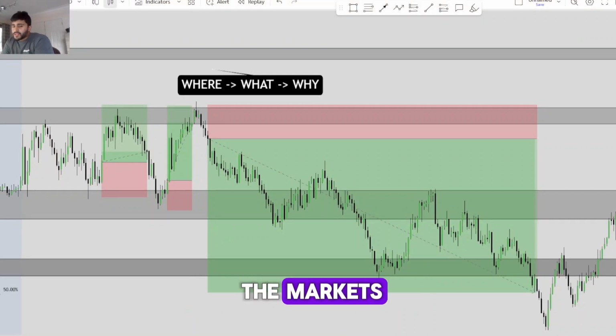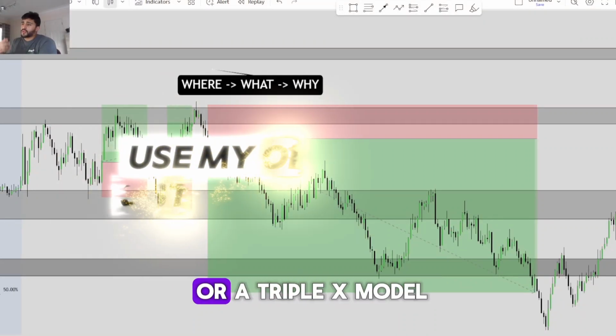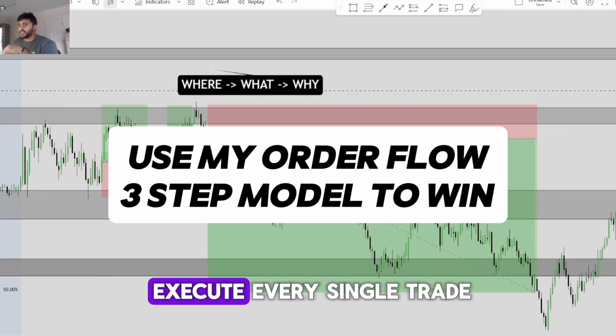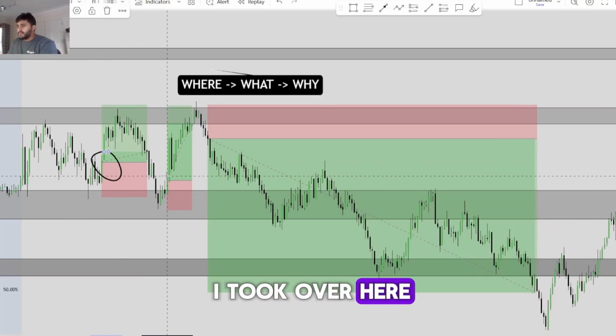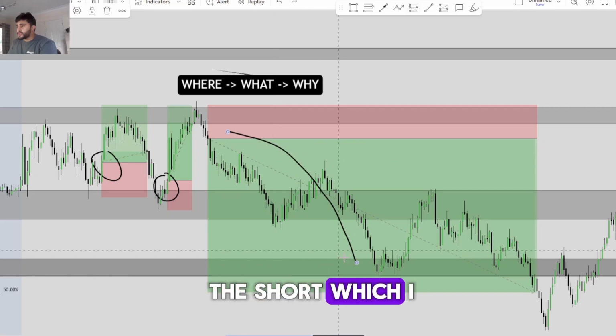So when I approach the markets, I use something called a 3-step model or a triple X model, and that helps me execute every single trade. So I'm going to be breaking down a long I took over here, a long I took over here, and then the short which I missed out on, right?